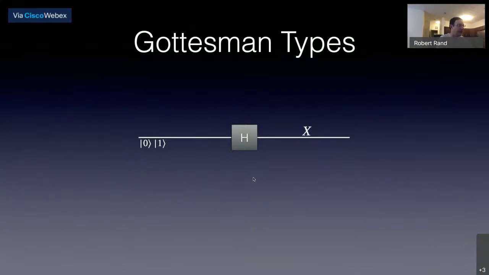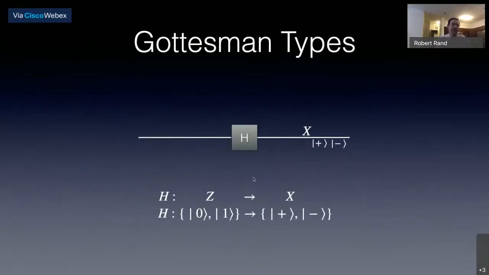We also know that an H turns a Z into an X. We also know that an H turns a 0 or 1 into a plus or minus. Well then, when I say that H has type Z to X, what I'm actually saying is that it has type 0 to plus or 1 to minus. And note that these are the eigenvectors of Z and X respectively. So H takes an eigenvector of Z to an eigenvector of X.